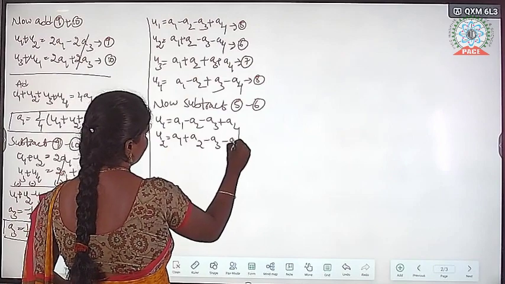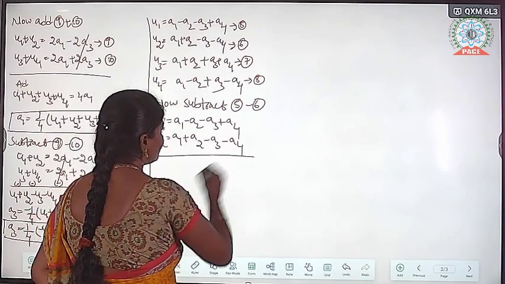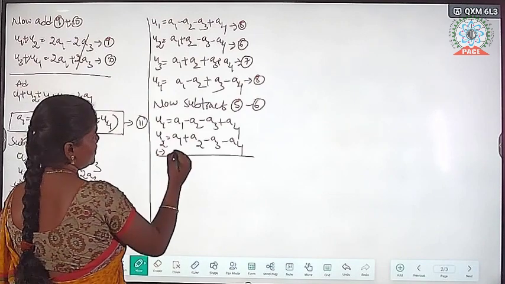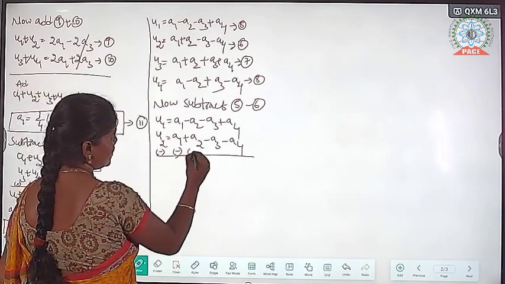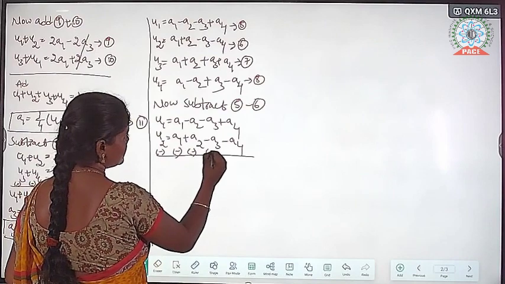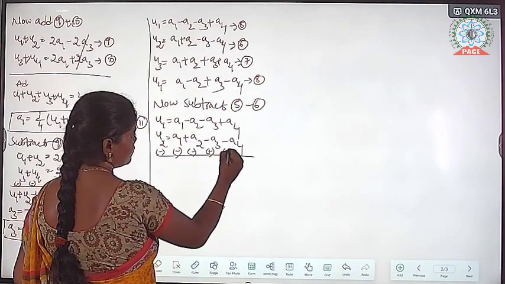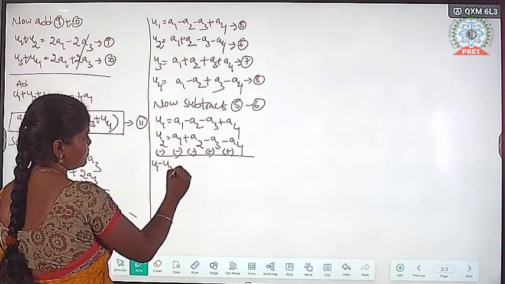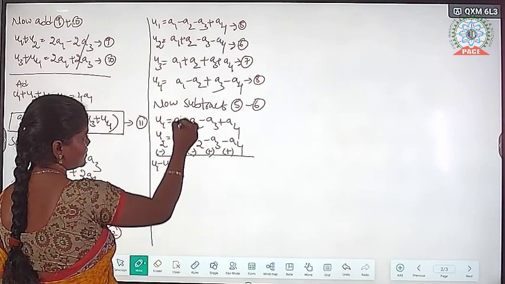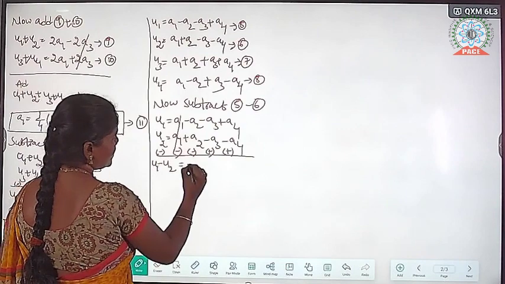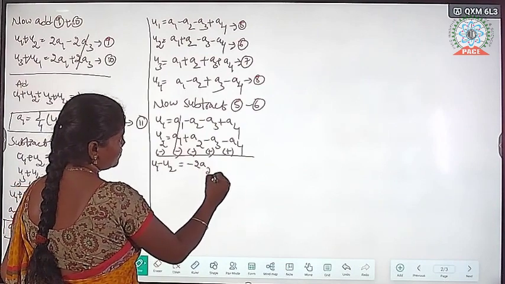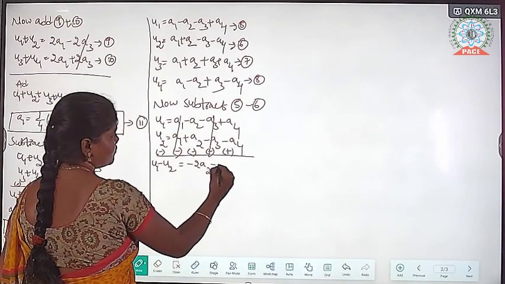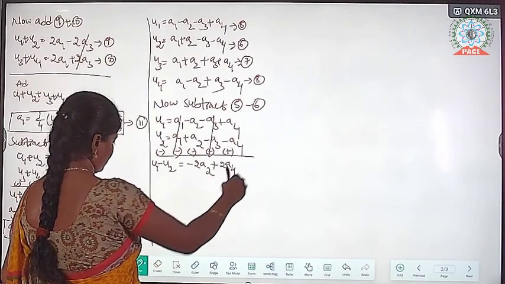So now we are subtracting. So here plus u2 is there. So it is minus, and plus a1 means minus, plus a2. So minus a3 means this is a plus term, minus a4 means this is a plus term. So subtracting means u1 minus u2 is equal to plus a1 minus a1 cancel, minus a2 minus 2a2, minus a3 plus a3 cancel, plus a4 means plus 2a4. Okay, this is u1 minus u2.